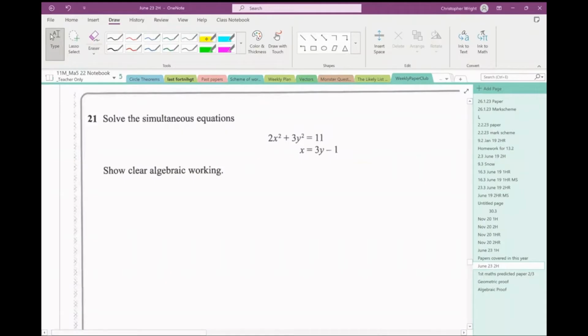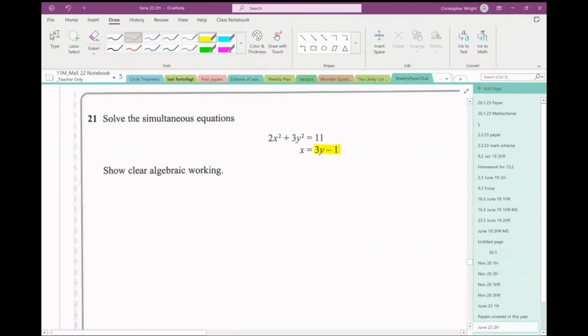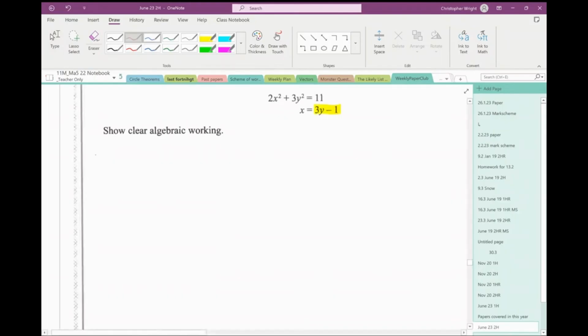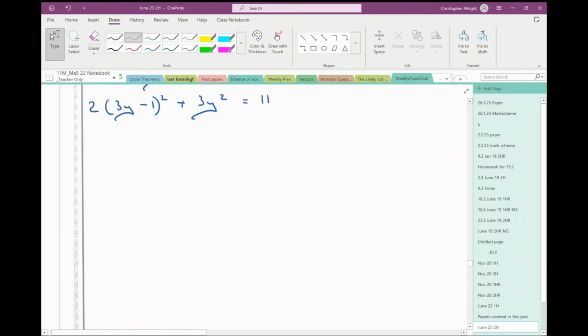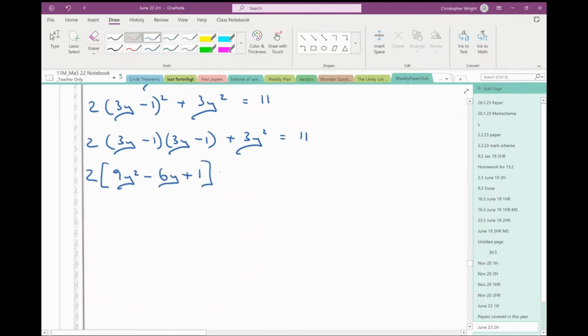Solve the simultaneous equations. Well, equation 2 gives me an expression for x. So I'm simply going to substitute that expression for x into equation 1. Here's equation 1. So instead of having 2x squared, I'm going to have 2 lots of (3y minus 1) squared. So now I'm simply going to simplify this. I'm going to do it one step at a time so I don't mess it up. I'll multiply out those brackets: 2 lots of 9y squared minus 6y plus 1, plus 3y squared equals 11. Multiply out this bracket: 18y squared minus 12y plus 2 plus 3y squared equals 11.